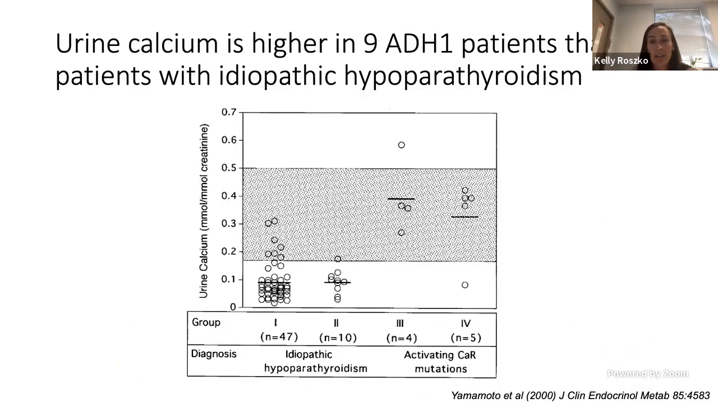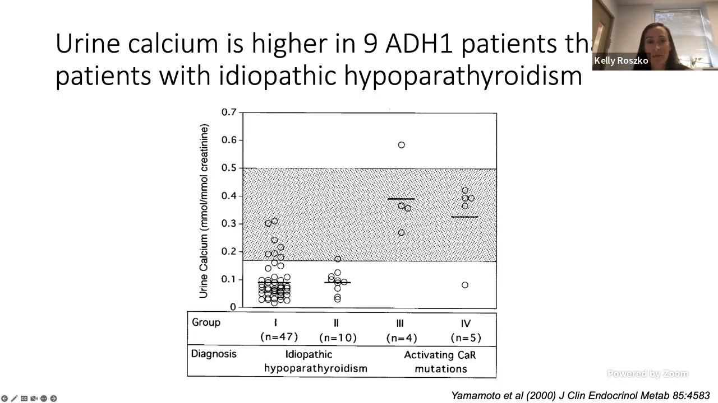So when discussing urine calcium, I want to bring up this study by Yamamoto, which looked at initial urine calcium levels in patients with idiopathic hypoparathyroidism or with ADH1. So the first two groups here, 1 and 2, are patients with idiopathic hypoparathyroidism due to an unknown cause. And as you can see, their urine calcium values are mostly low or in that low normal range.